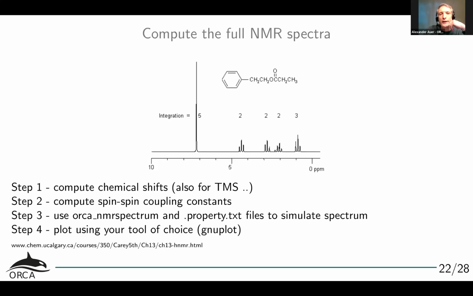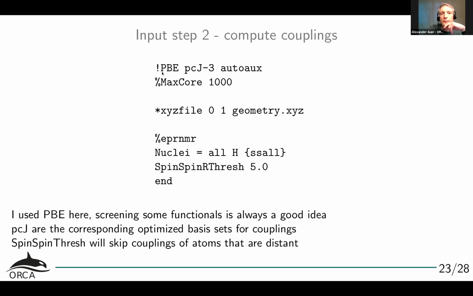If you want to calculate very quickly a full spectrum, you need the spin-spin coupling constants. And what we need is an additional calculation. I've chosen this example here. What we get is with a PBE and a pcJ basis set. So as I mentioned before, we use a different basis set. With these commands, we get all spin-spin coupling constants between different hydrogen atoms.